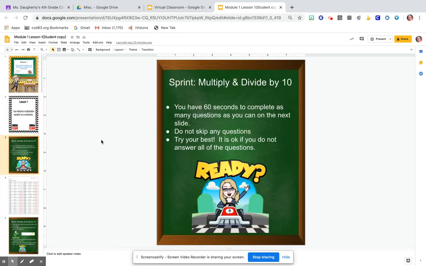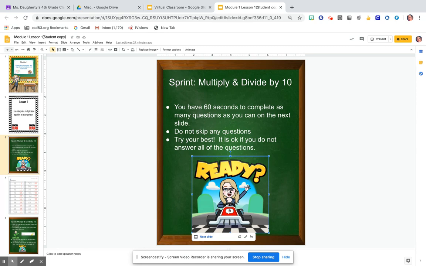The first thing I want to do is get your brain thinking. And we're going to do a sprint where we're going to multiply and divide by 10. It's going to give you 60 seconds to complete as many questions as you can on the next slide. Do not skip any questions and try your best. It is okay if you do not answer all the questions. Obviously, you're not going to because I'm only giving you a minute just to see what you know and get you thinking. Whenever you're ready, you're going to have to time yourself because I don't have a timer on here.